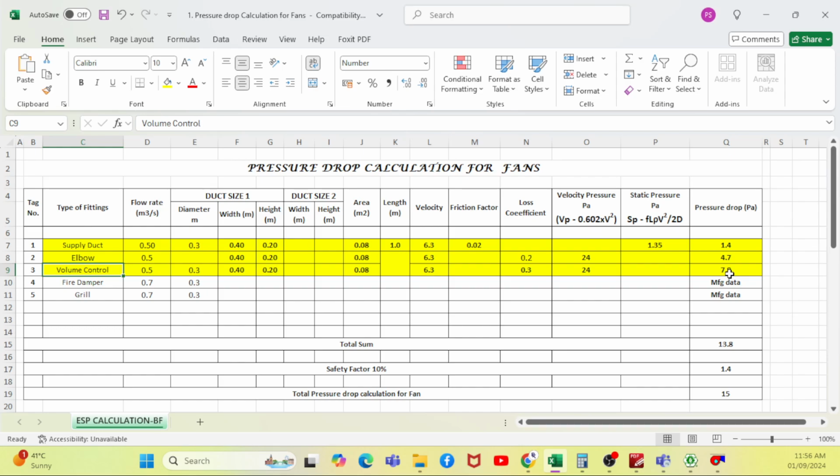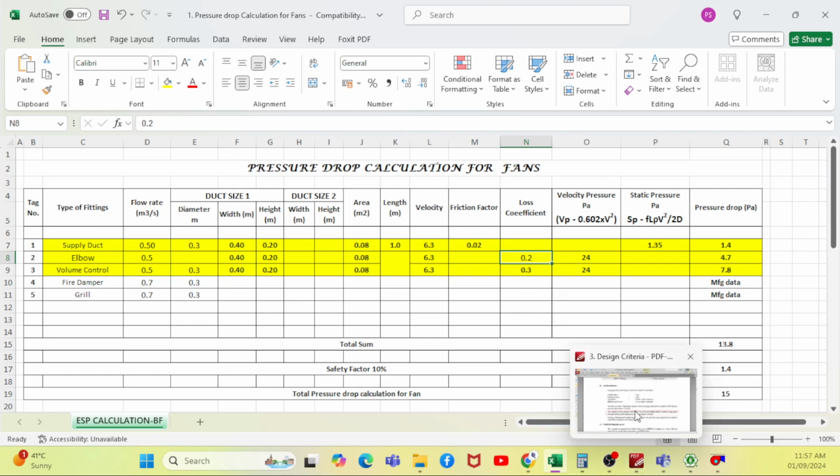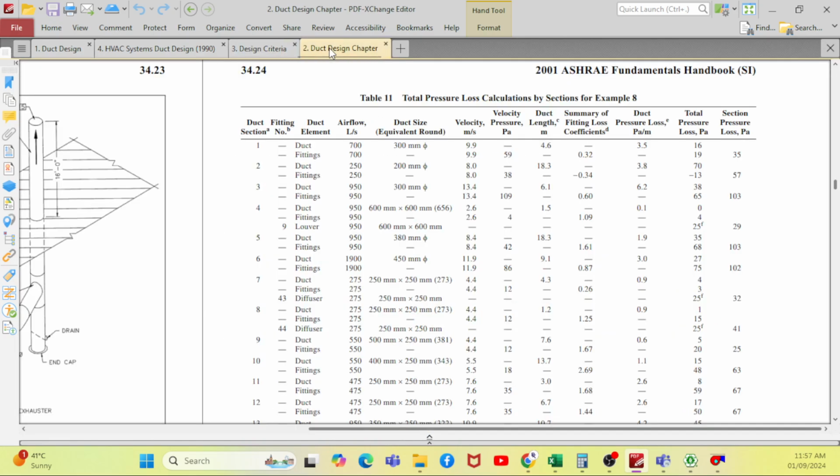If you go to any shop drawing, you will have elbows, dampers, volume control dampers, fire dampers, all types of dampers available in your shop drawing. And the loss coefficient you can calculate from the software, and also directly from the ASHRAE duct design chapter.